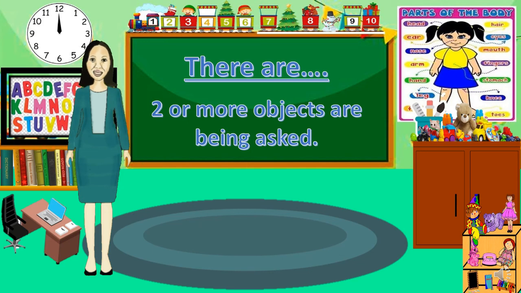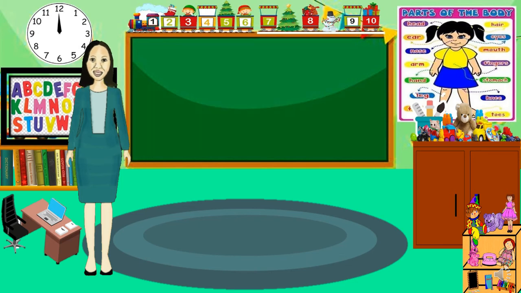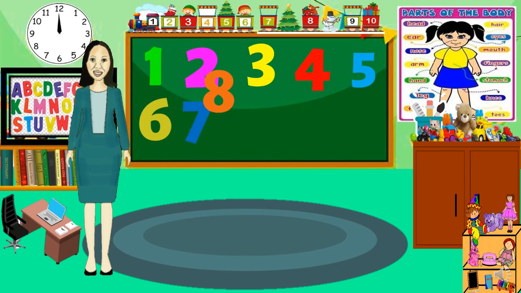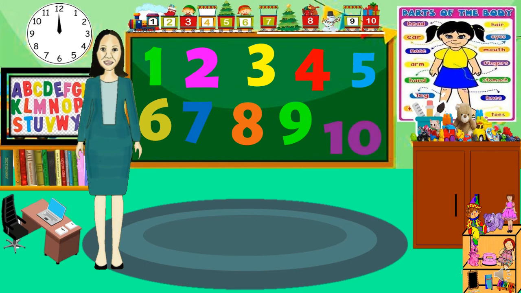So, let's try also to review. I want you to count if you really can count 1 to 10 today. Okay, are you ready? What is this number? 1. What is this? 2, 3, 4, 5, 6, 7, 8, 9, 10. That is how to count numbers 1 to 10.